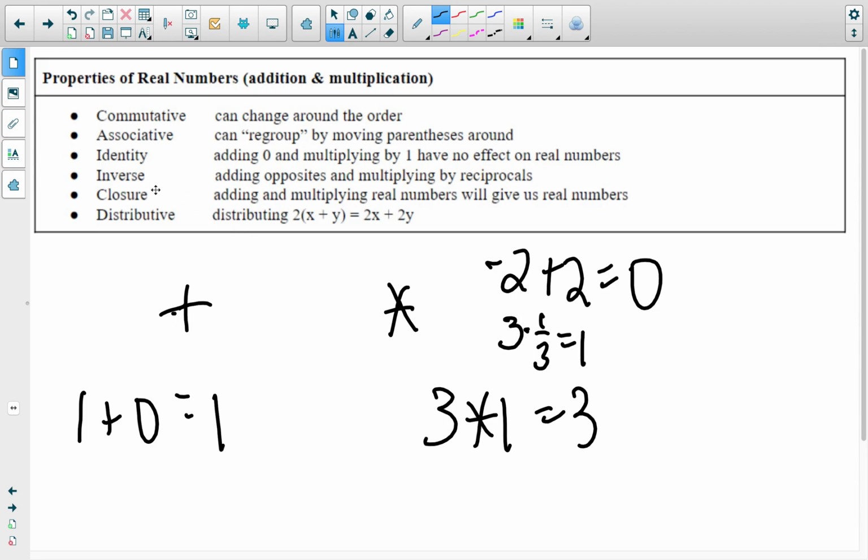Okay. Closure, this will be important if you ever study mathematics in college. Closure is if I add 2 real numbers together, then the result will be a real number. If I multiply 2 real numbers together, I will get a real number. And then distributive, the distributive property of multiplication over addition just says that if we have something like 2 times the quantity x plus y, we can distribute the 2 to each item in parentheses. Okay, so those are some properties of real numbers. You've probably heard the names, and they should be familiar to you. What we will use the most is commutative and distributive.